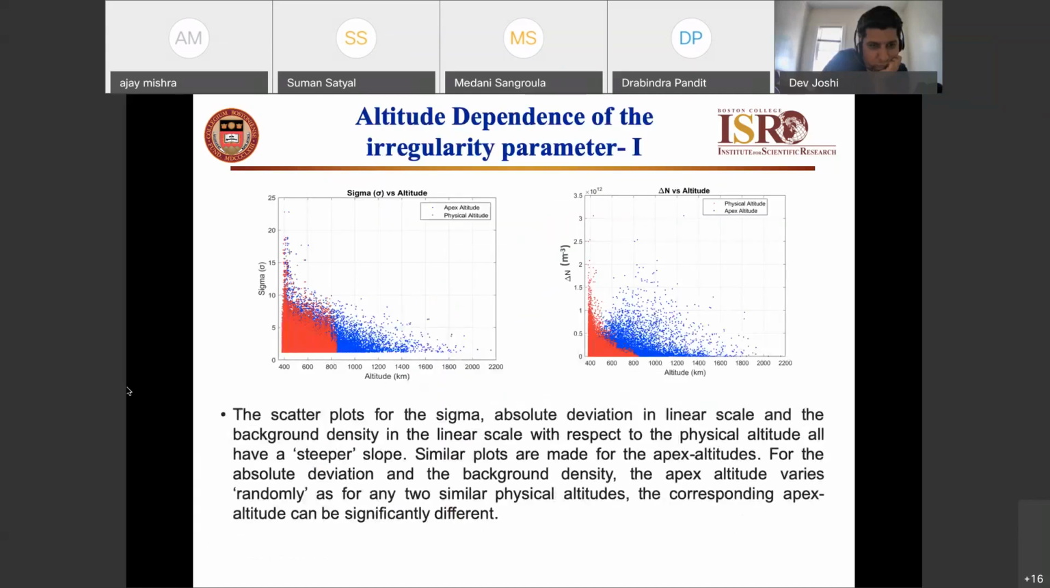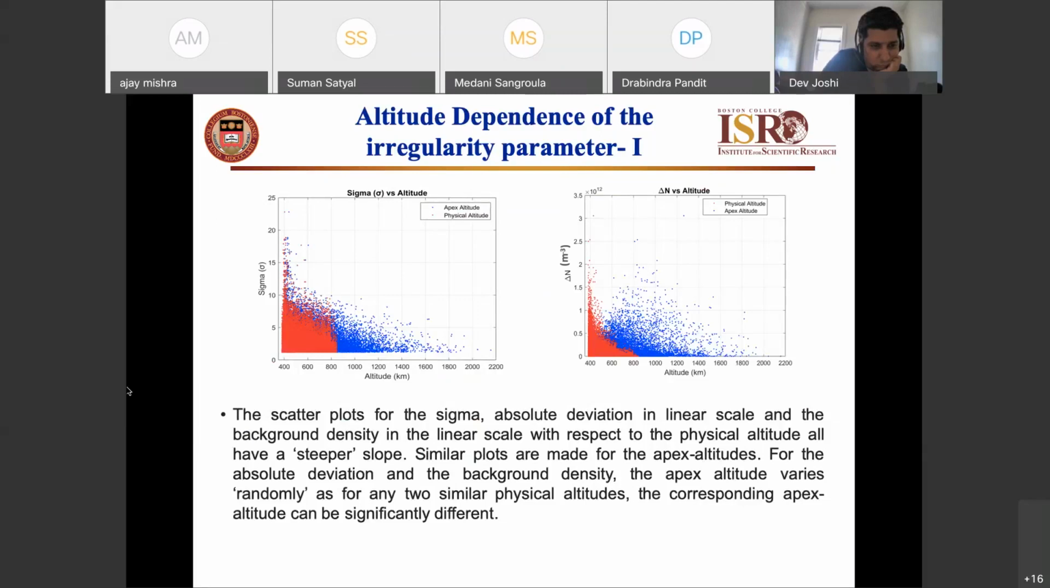Now we take a step back and ask another question. If the irregularity parameter we are using to characterize the irregularities is indeed the right parameter, we want to specifically ask if the parameter sigma is being influenced by the background density. The question is motivated by the scatter plots we are seeing here. In the scatter plot, sigma is decreasing with increasing altitude, and with increasing altitude, we know the background density of the ionosphere decreases. Hence, we wanted to understand if the parameter is being influenced by the background density.